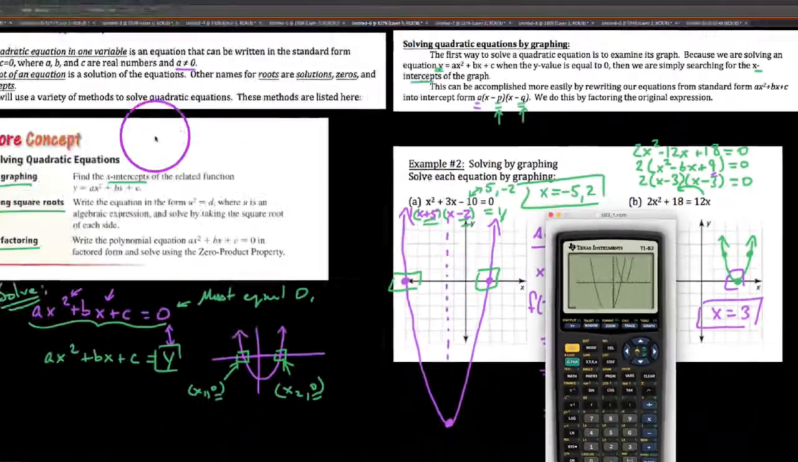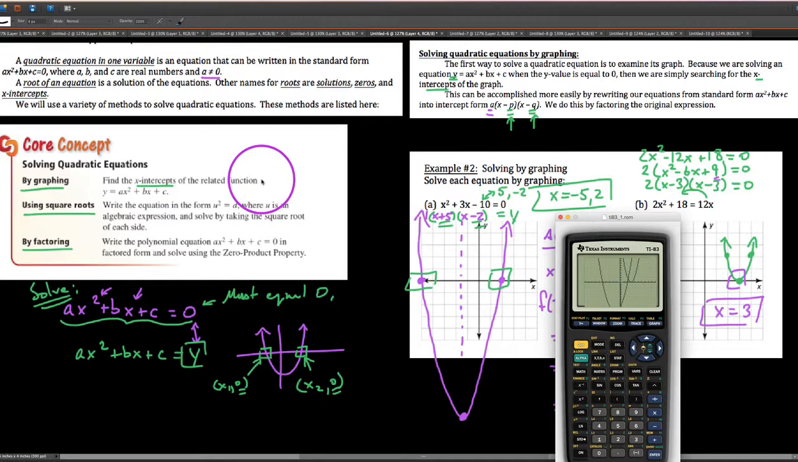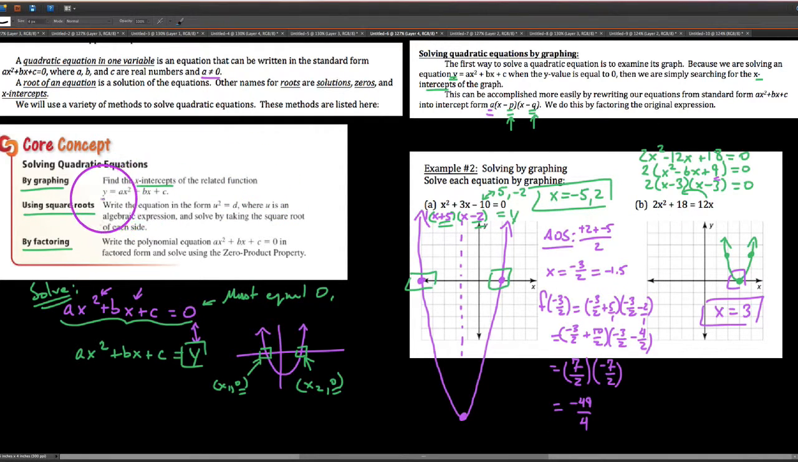So the bottom line is, if you want to solve a quadratic function, what you do is you graph the related function associated with this, and you find all the x values that would cause this y value to be equal to 0. In other words, you find the x-intercepts.